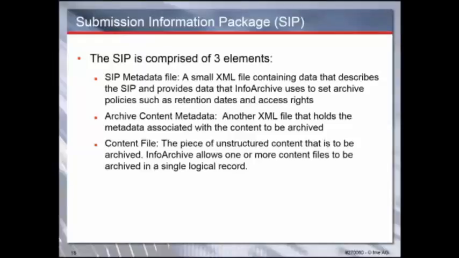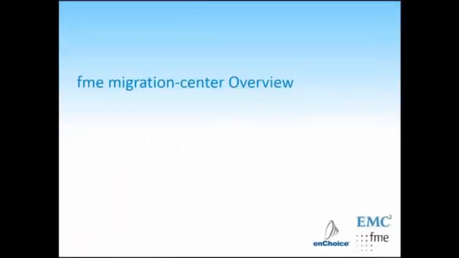So the SIP is comprised of three main elements. There's a metadata file in XML that's describing what's in the SIP, and then the next file is another XML that holds metadata associated to that content that's going to be archived, and then the third piece is the actual content, the unstructured content, the files that are going to be stored into the archive. So we can go to the next slide.